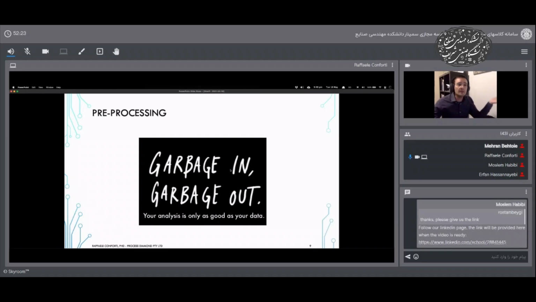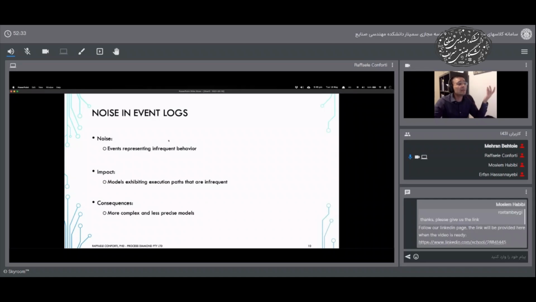So if you provide bad input, chances are that you will produce bad output. So the idea is, let's improve the input. Let's try to remove noise. And in this case, for me, noise are events that represent infrequent behavior. Things that are recorded in the log, but they are not performed so often to the point that it's worth mentioning them.